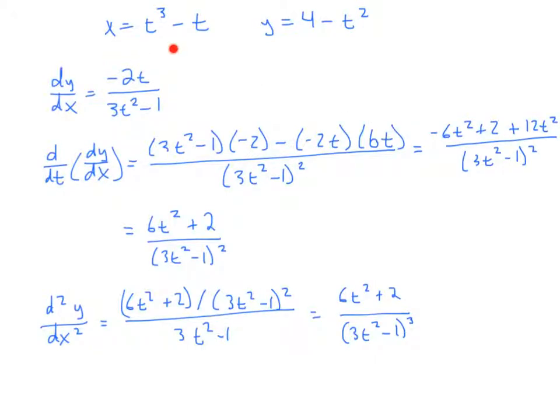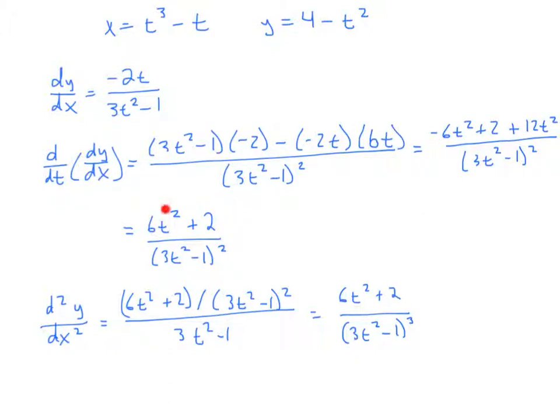All right, at the top we have our functions, x and y. First we find the first derivative, so we have dy/dt over dx/dt. And then the next thing that we want to do is take the derivative of dy/dx, but with respect to t. So you do it like you would just do normal quotient rule. We have low d high minus high d low all over low. And then you can simplify this until you get 6t squared plus 2 over quantity 3t squared minus 1 squared.